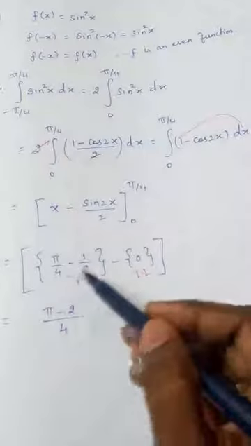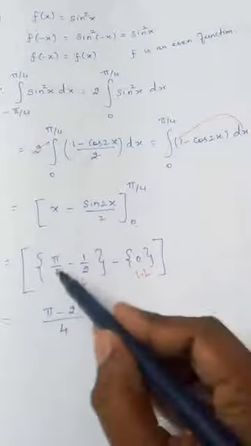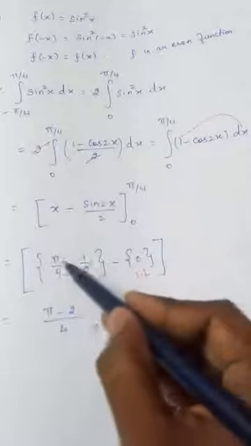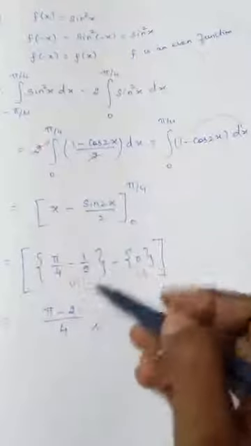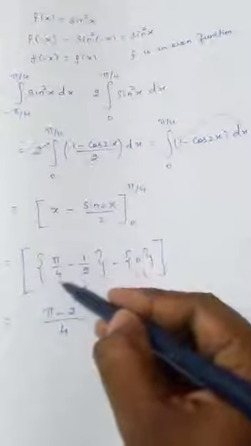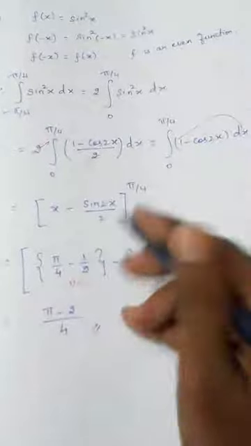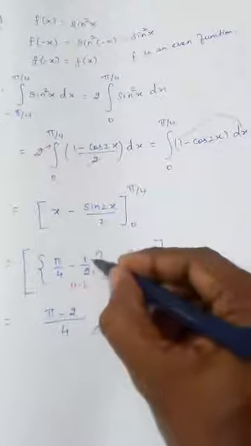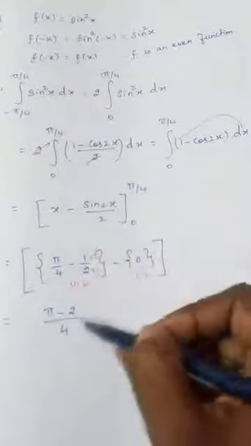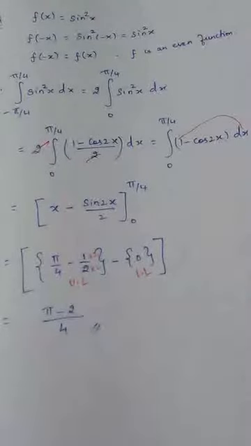So for the answer itself, just take the LCM. The LCM is 4. Here 4 is present. So pi minus, here only 2 comes for the LCM, right? Pi minus 2 by 4 is the answer.